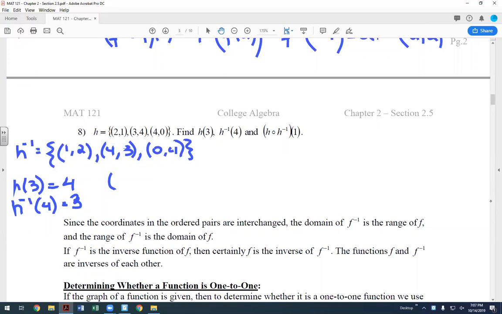Okay. Now, for your composition, let's see what happens here.